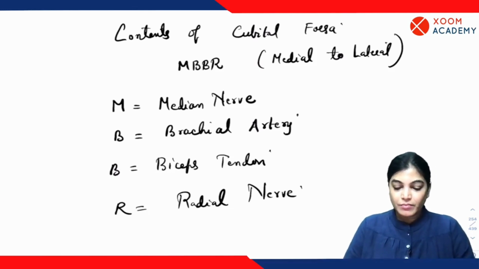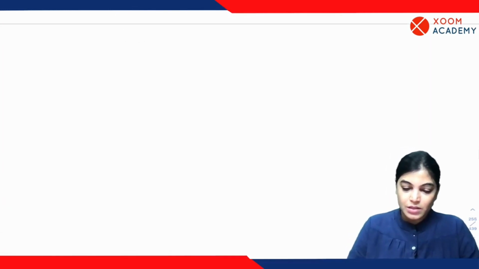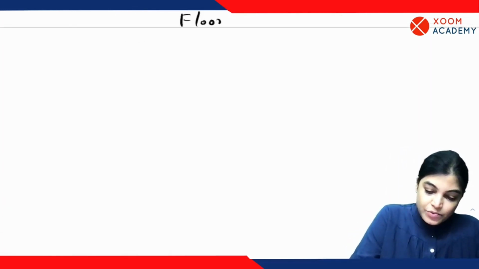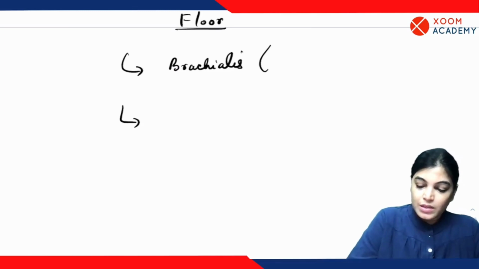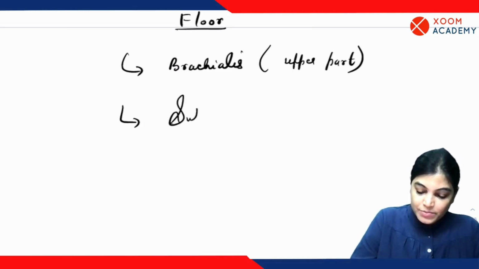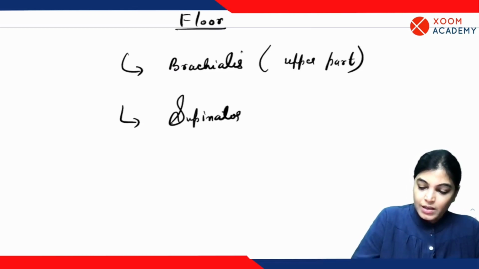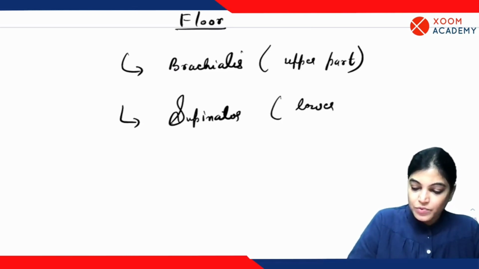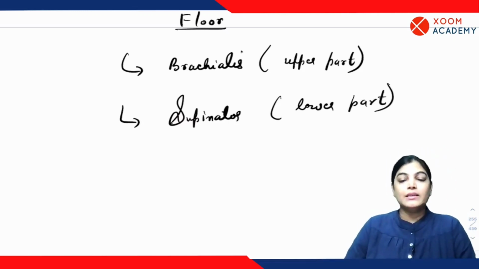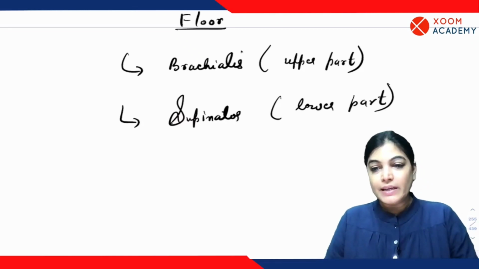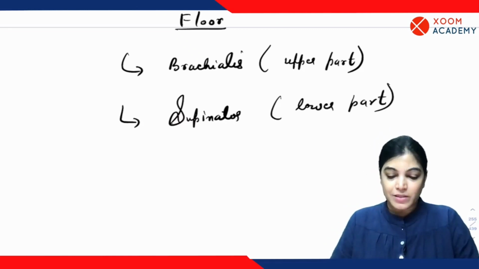Now, let's talk about the floor structures. The floor of cubital fossa is formed by two muscles. Brachialis muscle is forming the floor structure in the upper part and supinator muscle is forming the floor of the cubital fossa in the lower part. Actually, supinator muscle is pierced by radial nerve. Deep branch of radial nerve, that is posterior interosseous nerve, is piercing the supinator muscle.